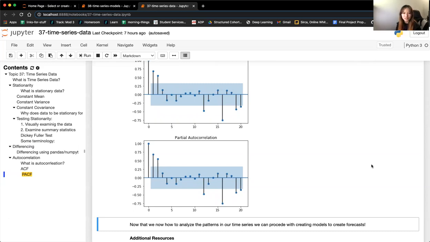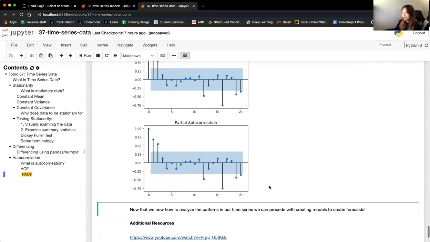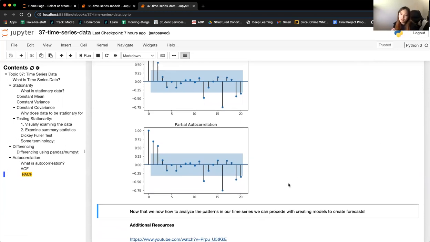But yeah, at this point, any questions? I have a couple, I think. Yeah. So what does the blue region mean again in those charts? So the blue region, you can think of it as a similar concept to a rejection region, but it's basically the threshold for which correlation you want to take note of. So anything that is outside of this region is considered significant.